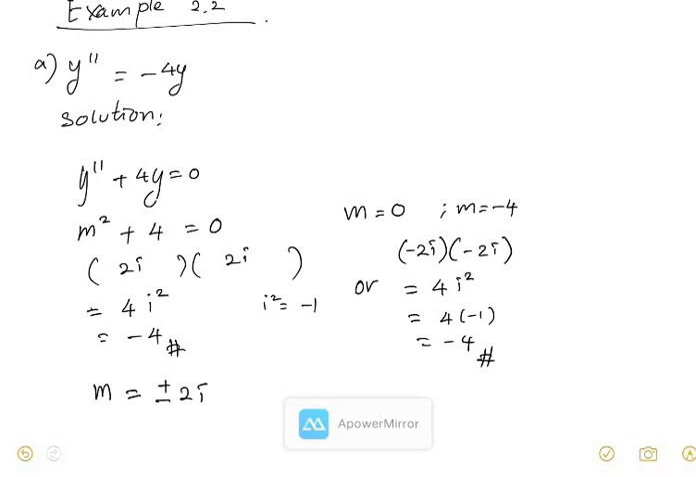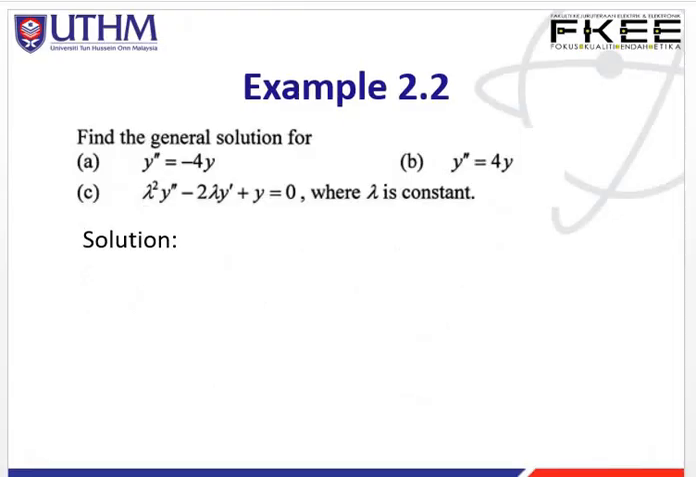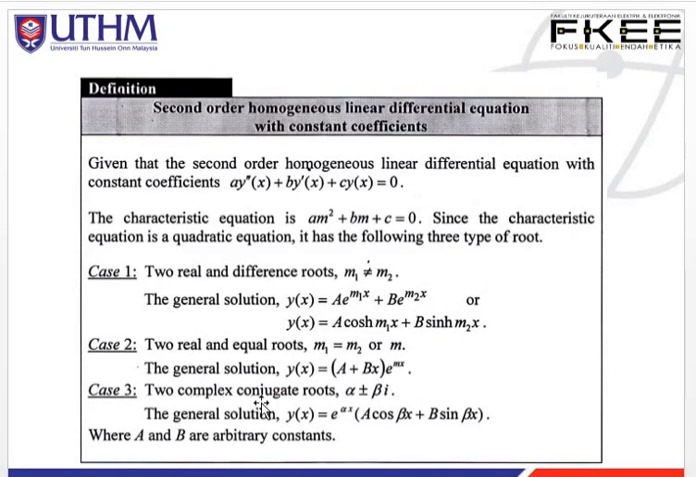So this is case number 3. If you refer to the case which has the complex conjugate roots, alpha plus beta i, the general solution for case 3 is y equal to e exponent alpha x, times a cos beta x plus b sine beta x.